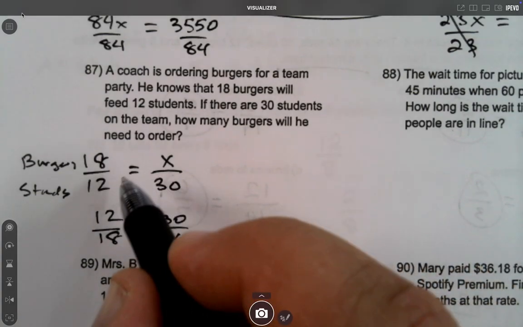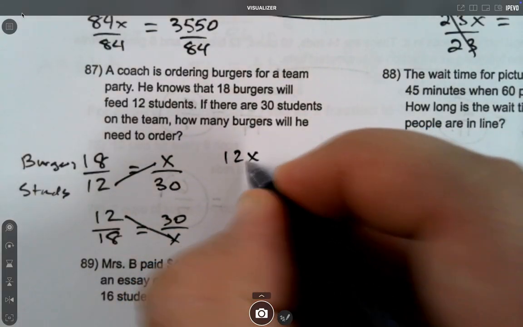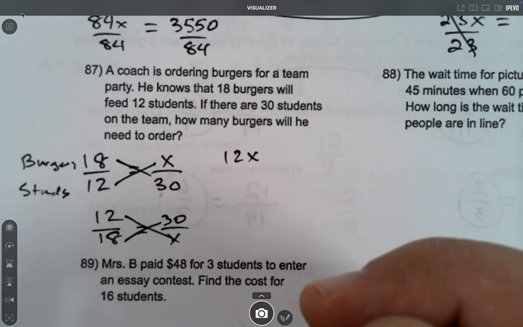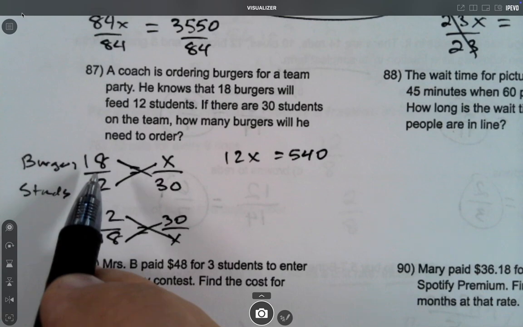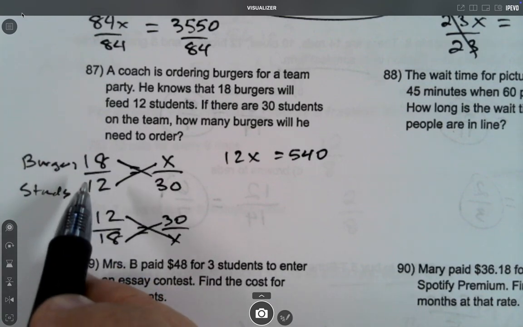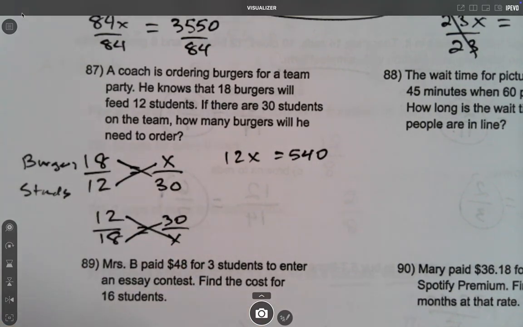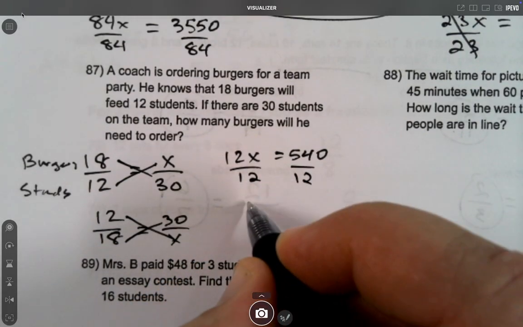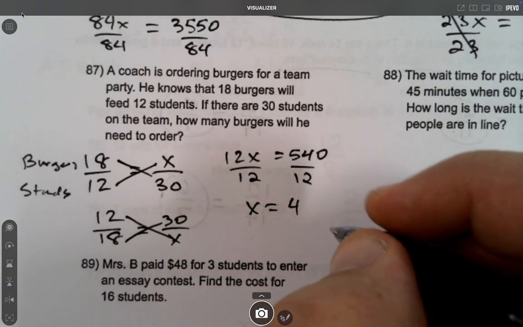Because if you look, when you cross multiply, you still get 12 times x, 18 times 30, which is 540. So it doesn't actually matter which one you start with being on top or bottom, as long as you're consistent with, if you put one unit on top here, got to put the same unit on top over here. So I divide both sides by 12, and I get x equals 45 burgers.